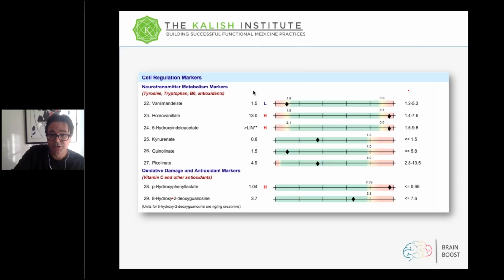And my body was just really struggling with, on one hand, the vanilmandulate was low, on the other, marker 23 was high. And then, very interestingly, marker number 24, 5-hydroxyindoleacetate, that is the marker for serotonin. And serotonin is just completely linked to our ability to sleep. Serotonin and melatonin share a pathway. And this was the turnover that was happening in my brain because of both the infection and the stress I was under.